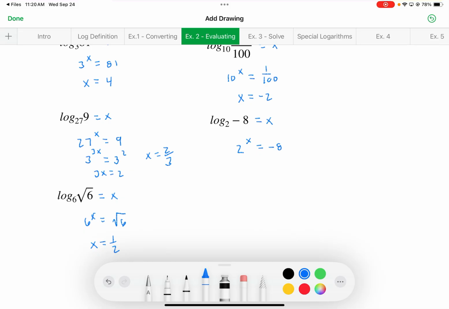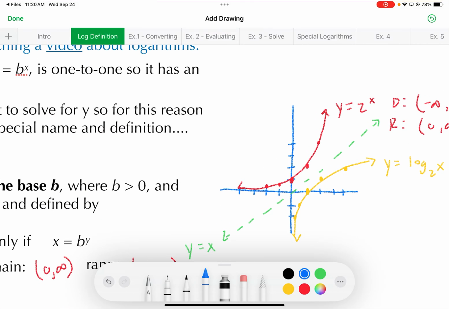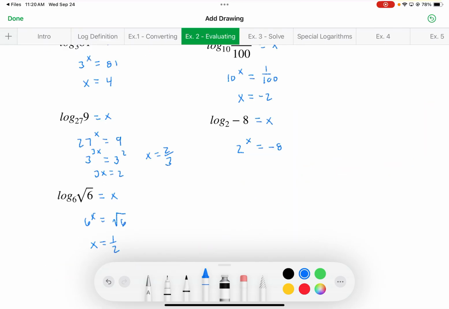produce a -8. Go back to our first page here. We got y equals 2 to the power of x. Graph there in red. We are not able to get a result that's negative, right? Because of the asymptote. Okay, and the range being 0 to infinity. So here we're going to say that we are undefined. Don't say no solution. This logarithm's value is undefined.